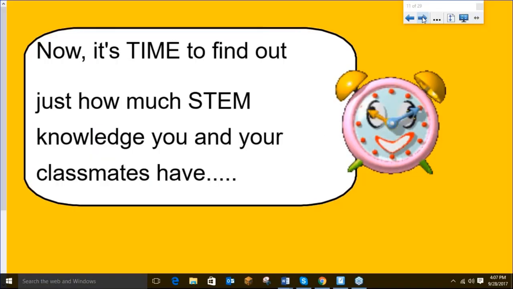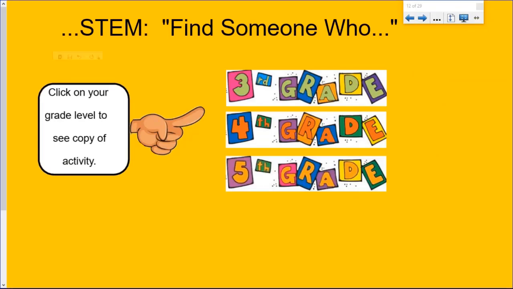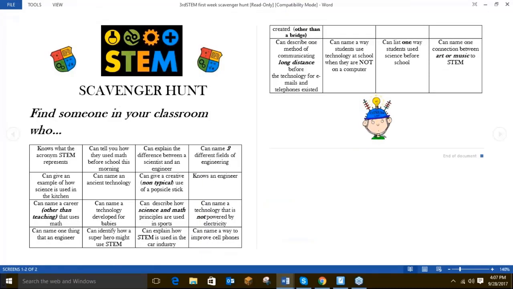And so we want to know just from them what their STEM background is. Right here, 3rd, 4th, and 5th can click on their designated grade level, and it brings up a little scavenger hunt. It's good at the beginning of the year because students are all getting to know each other. And they're basically all STEM related. Just a few of them know what the acronym STEM represents.